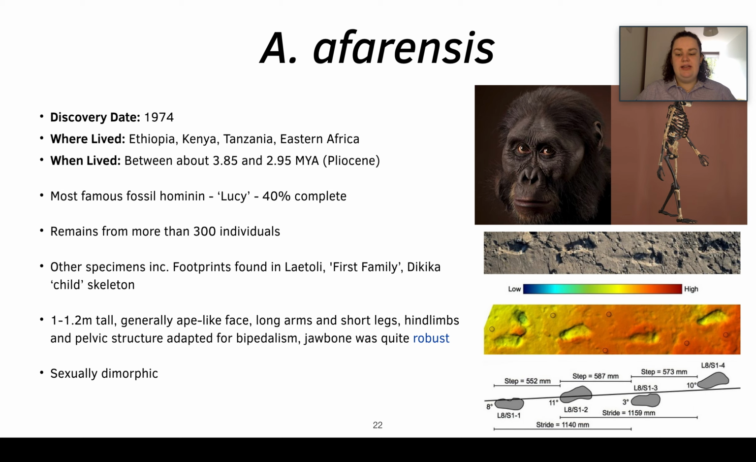And they were generally ape-like in face, and they had long arms and short legs, which is interesting. And their hind limbs and pelvic structure is adapted to bipedalism. However, their jawbone is quite robust, so it's thought that they were plant eaters as well as eating fruits and nuts. And it's known that Australopithecus afarensis was sexually dimorphic.